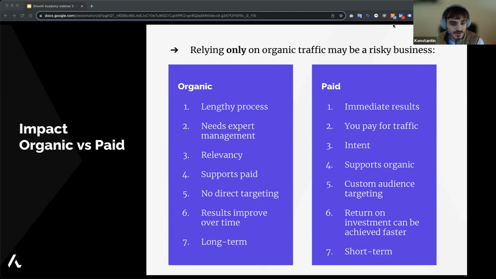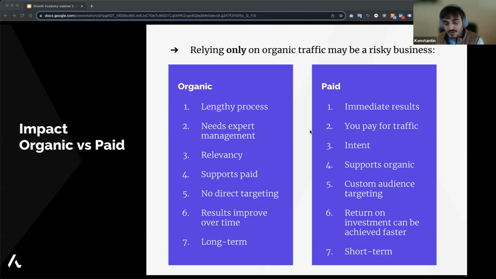When it comes to organic, we can see on the left side, second point, we need expert management. Of course, you need expert management with paid as well, but it's again a more lengthy process for organic. A lot of changes with organic, and there are many, many variables. But for paid, we pay for traffic, and we see how people engage.